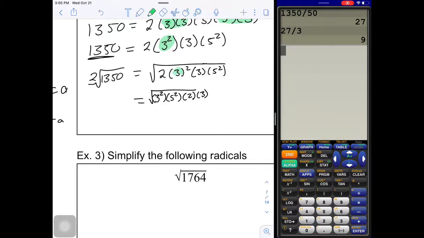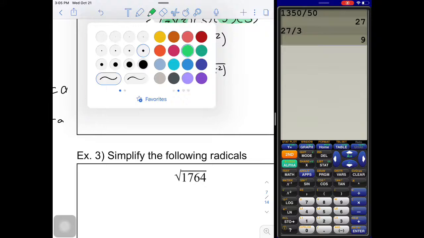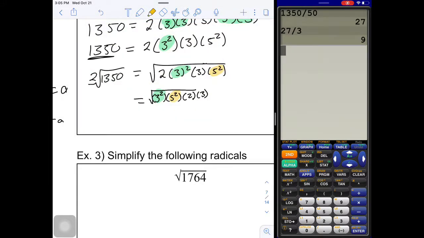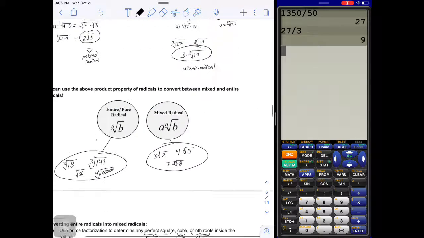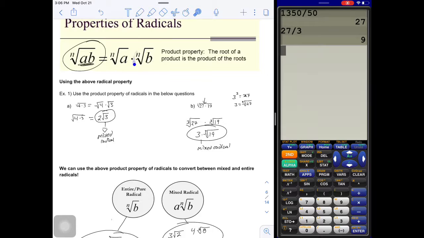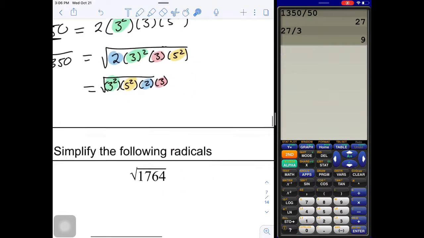Just recognize what I've done there. I've taken 3 squared, put it here. I've taken 5 squared and put it here. I've taken 2, put it there, and then 3. I'm just rearranging it to make it easier. Now I'm going to use my rule here and separate them. I'm going to keep the things I wasn't able to group nicely into 2. So this becomes the square root of 3 squared times the square root of 5 squared times the square root of 2 times 3.